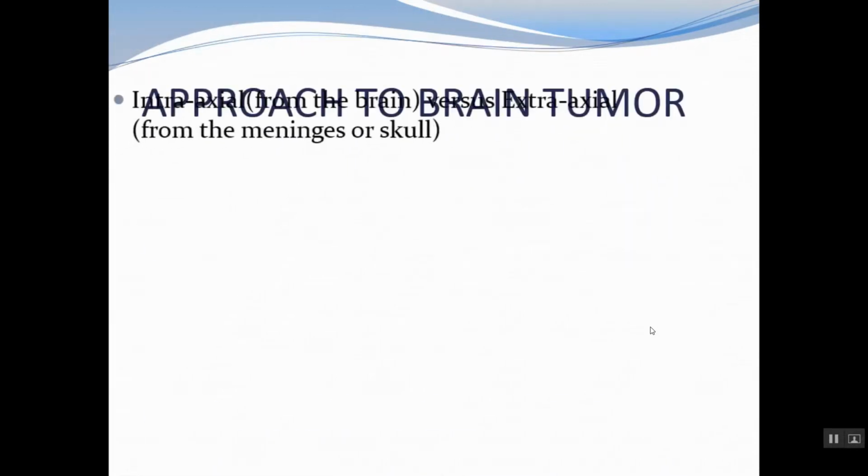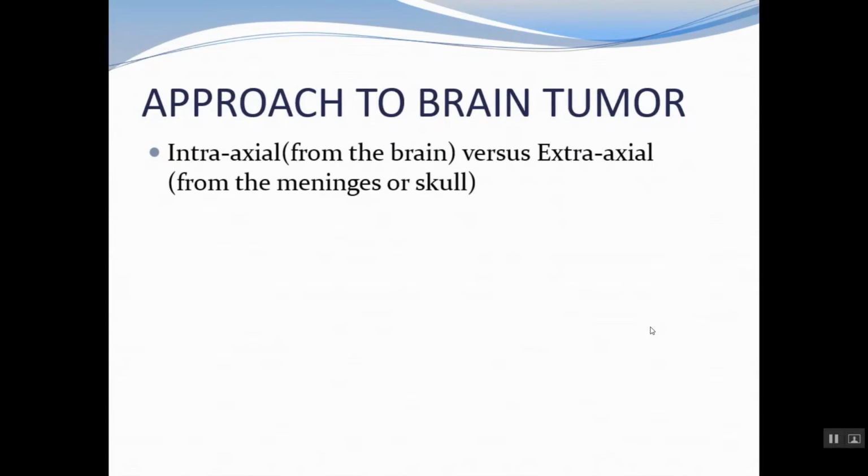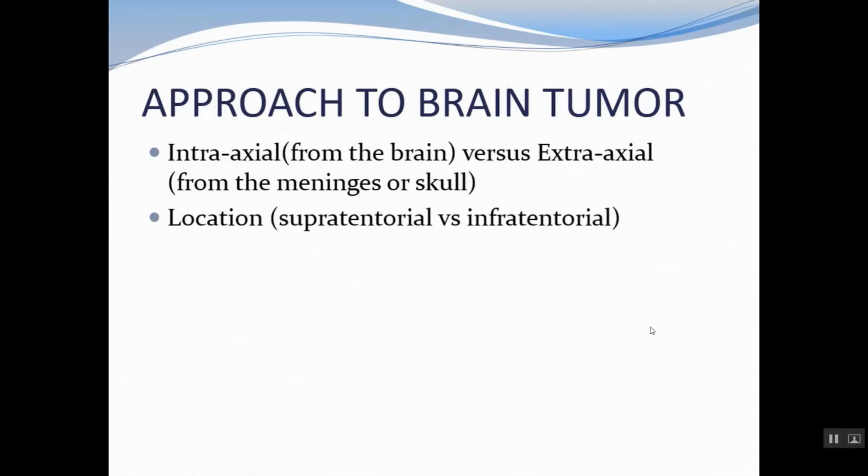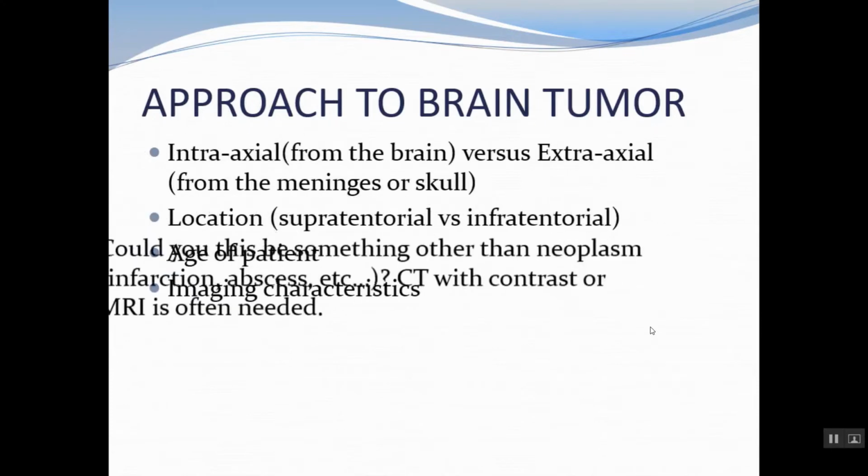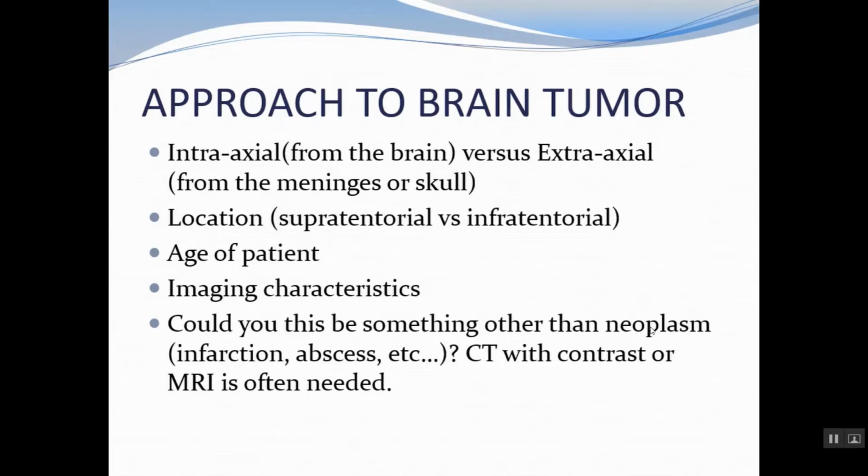Approach to brain tumor: first of all, is it intraaxial, within the brain, or extraaxial, from the meninges or the skull? Then the location, supratentorial or infratentorial, the age of the patient, and the imaging characteristics. Could this be something other than neoplasm, like infarction or abscess? CT with contrast or MRI is often needed.